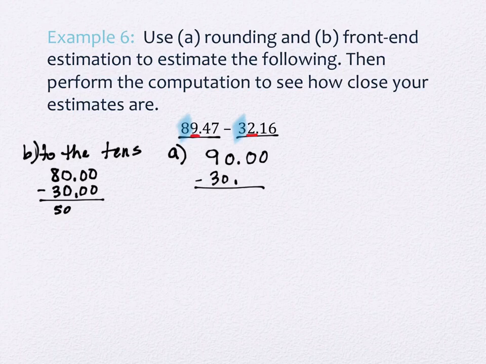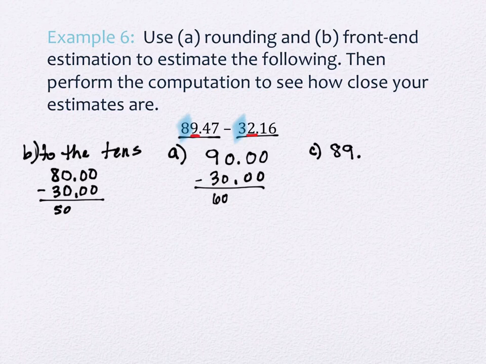So 90 minus 30 is going to be 60, or 60.00 if you prefer. I'll just leave it 60 since the other one did. So I got different answers based on the strategy I chose and based on the fact that we did it to the tens place. So we're going to actually find the real answer, the subtraction, like what happens when we really check. It says how close are your answers. That means we have to actually do the problem.